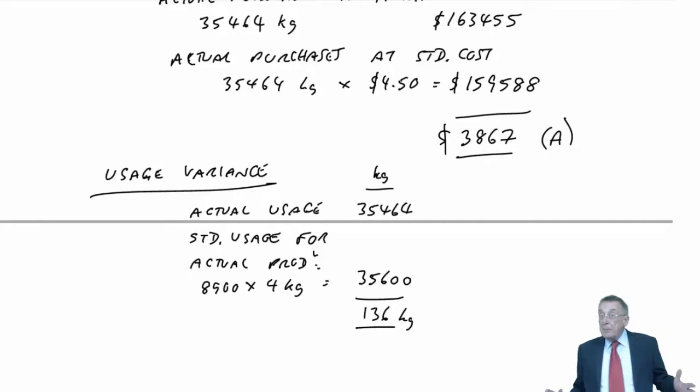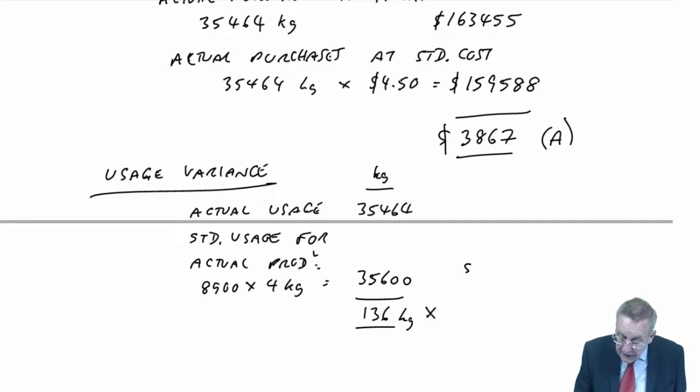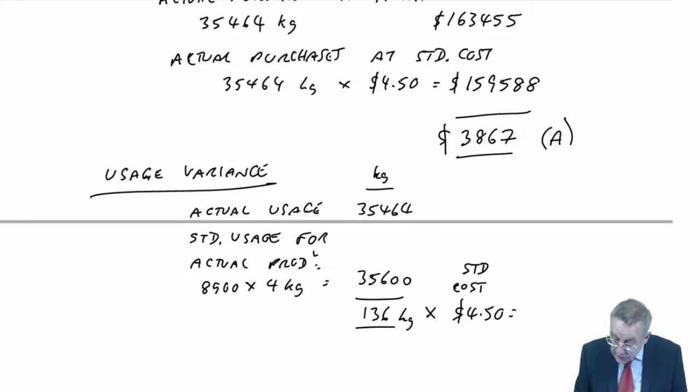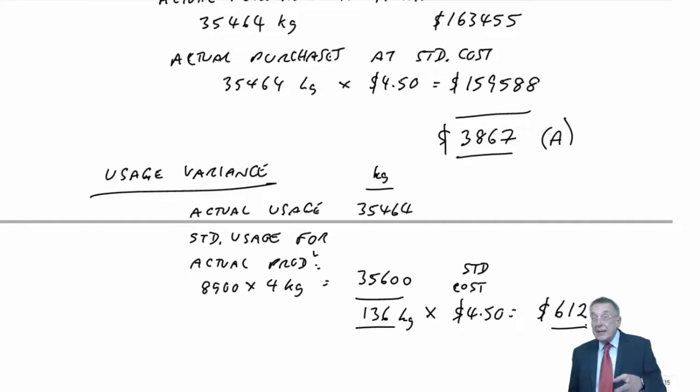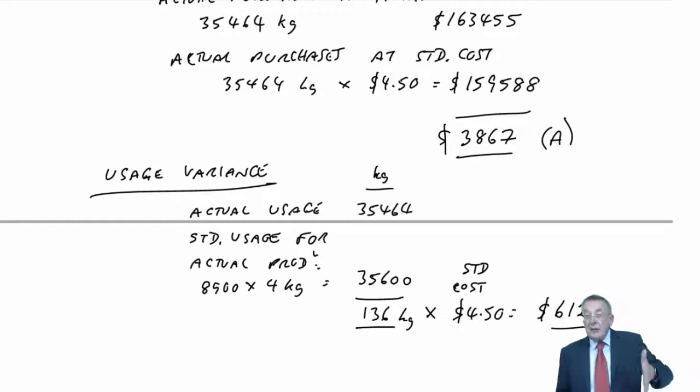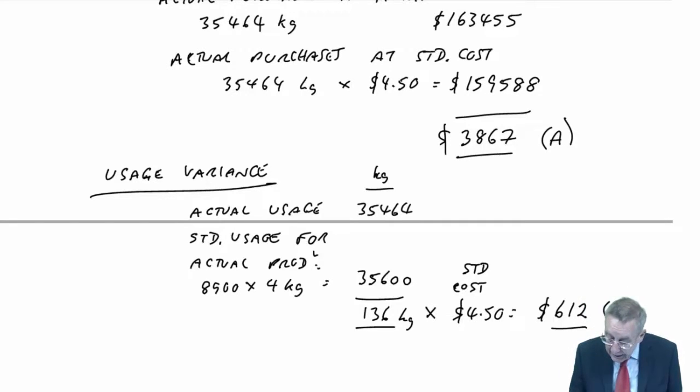And if everything else had been perfect, if we had paid the right price per kilo, using less material will have saved us money. And how much would it have saved us? At standard cost per kilo of $4.50, using 136 less kilos would have saved us 612. It would have saved us money, appreciate, use less material, on its own we'd spend less, therefore it would increase the profit. It's favourable.